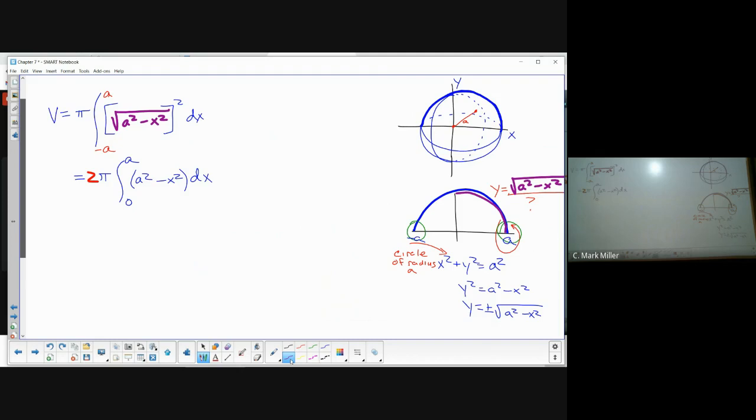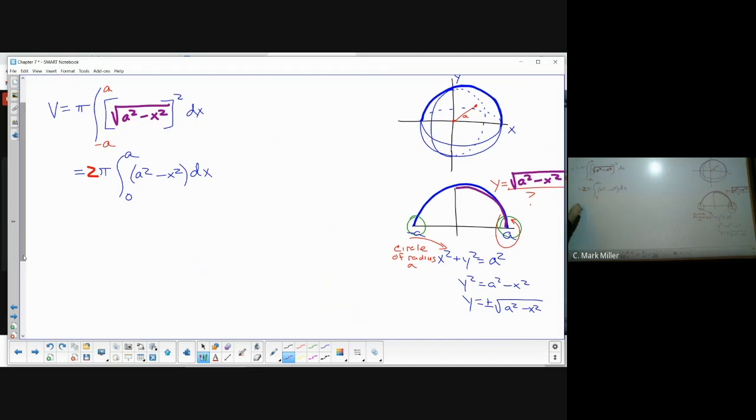I would encourage you to always use that kind of symmetry. That's my opinion. You don't have to. So 2 pi, integrating now with respect to x. A squared is a squared x.